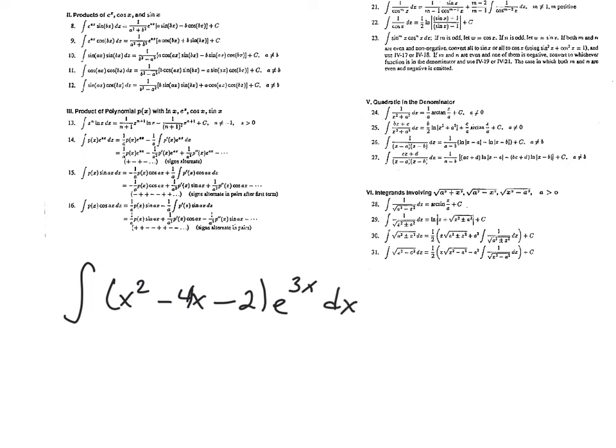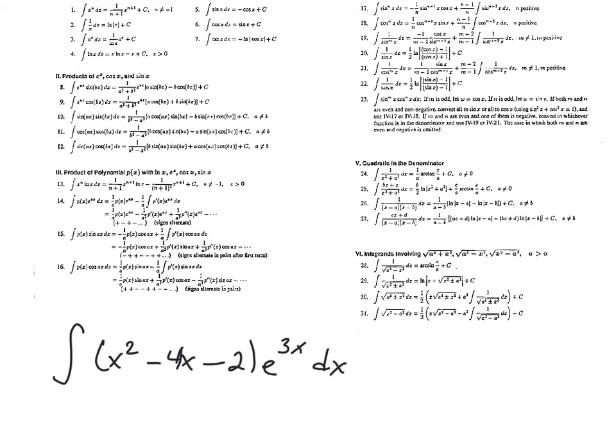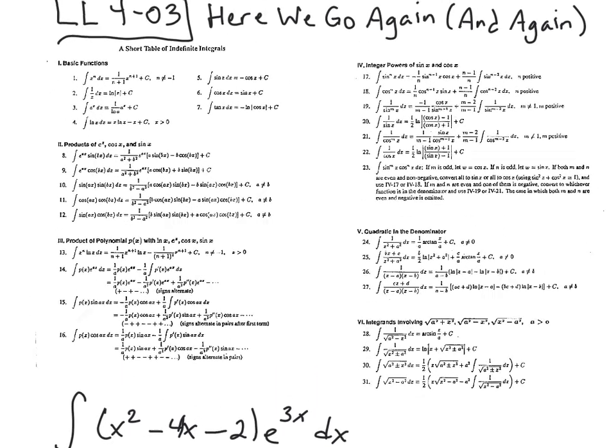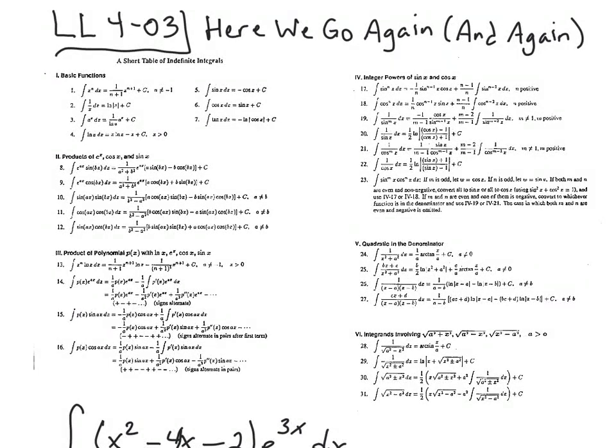Now that one looks kind of mean. It's got a quadratic and it's being multiplied by an exponential. Let's see if there's anything in the table that might help us out here. So again, I just sort of walk through here. These are all the basic ones. I don't think what I have is going to fit any of these simple ones here.